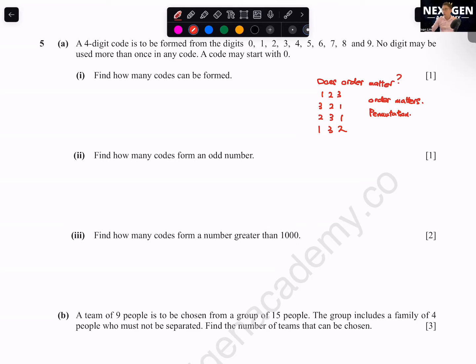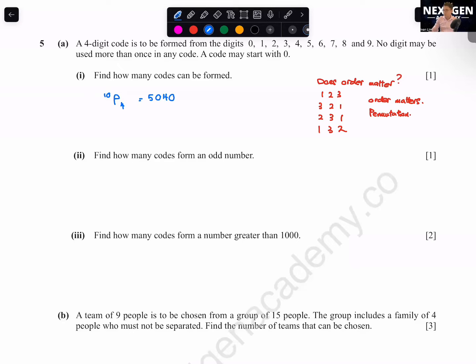So no restriction. The first one means you are going to take 10, you're going to permute 4 of it, because you only have 4 digits. Calculate this, you will get 5040.